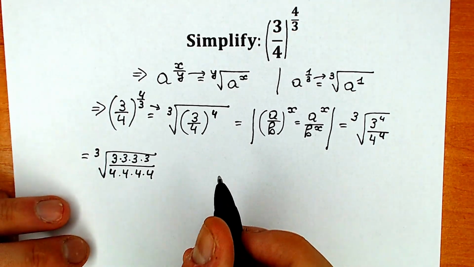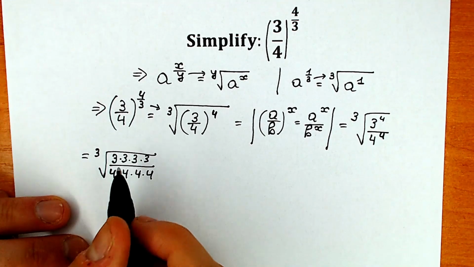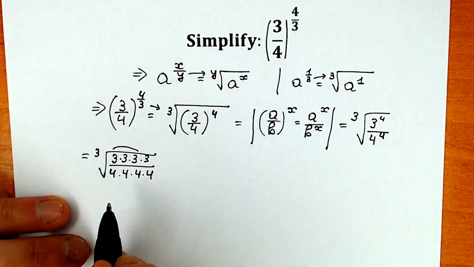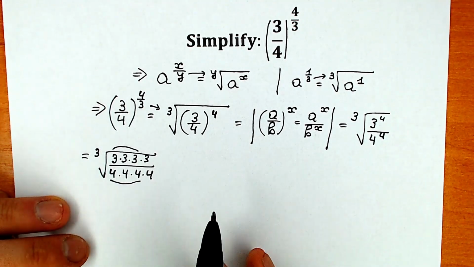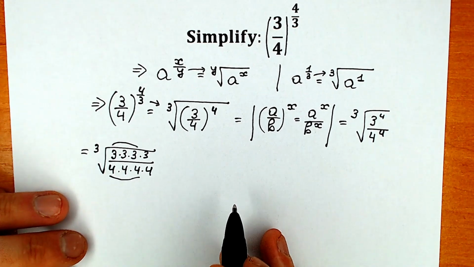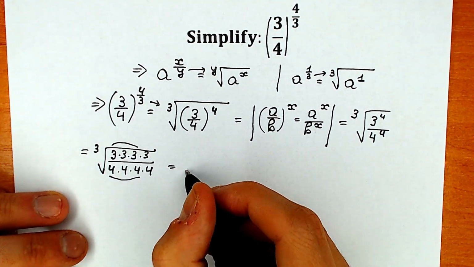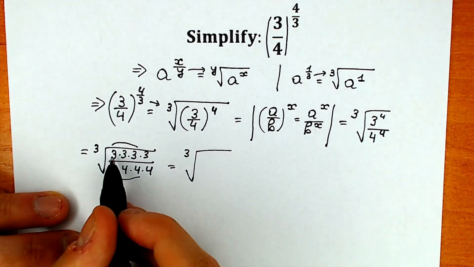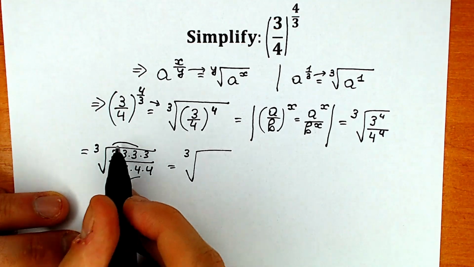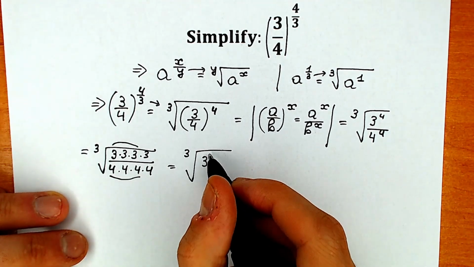And right now, let's look closely. We have cube's root. So right now, let's group these first 3 elements in our numerator, and let's group first 3 elements in our denominator. Okay, so let's see what will happen. Will happen the next. So we have cube's root. As a result, when we group first 3, we will have 3 to the power 3. This is our 3 to the power 3.